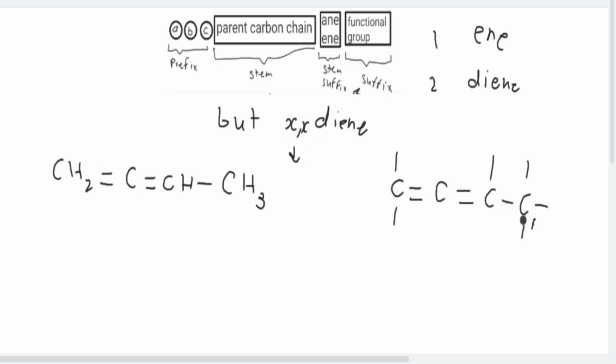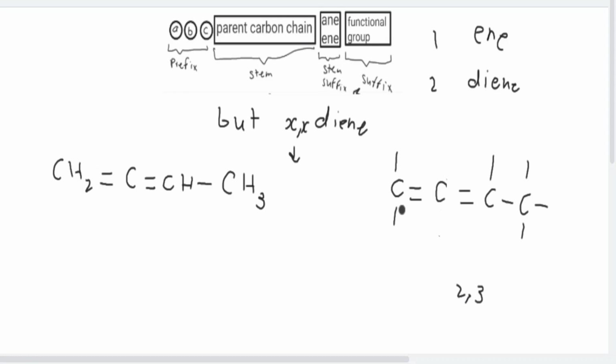So if I start my carbon chain like this, if I start this as carbon number 1, this would be carbon 2, carbon 3, and finally carbon 4. My first double bond comes at carbon 2, and my second carbon to carbon double bond starts at carbon number 3. So my two numbers would be 2 and 3.